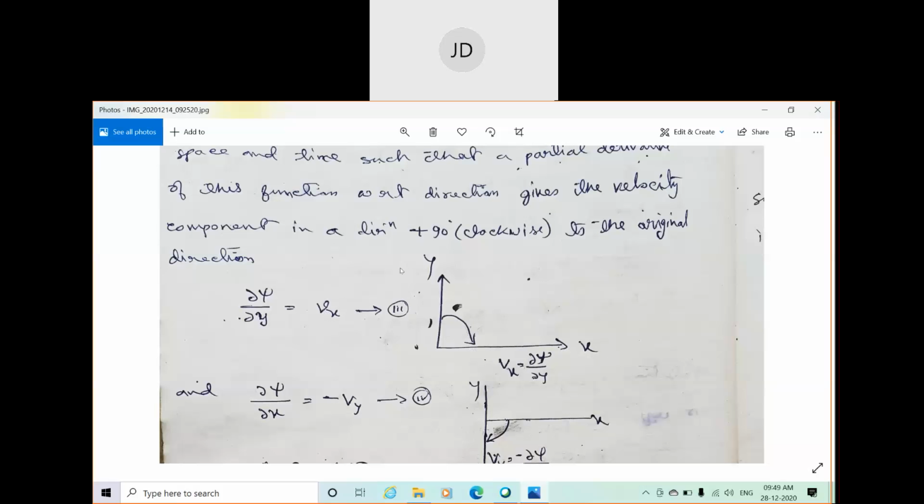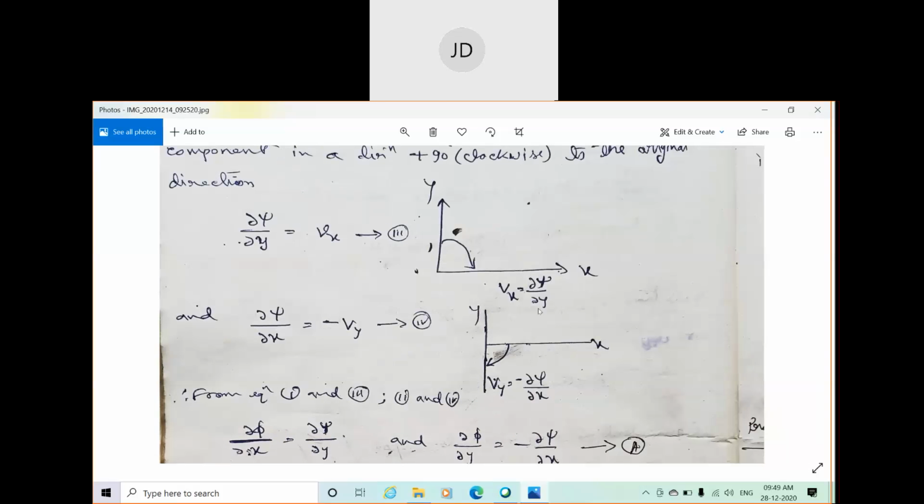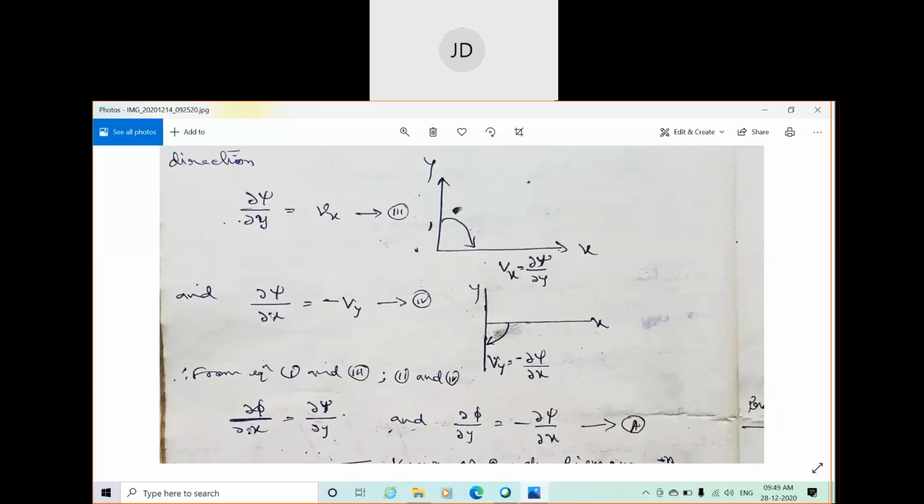So if you can derive the stream function with respect to the y direction, we'll get Vx, which is in the x direction. Okay. Next, if you can derive the stream function with respect to x direction, same concept, we have to go clockwise 90 degrees downward. Since it is clockwise, we cannot go upward, that would become anti-clockwise. So we have to go clockwise 90 degrees.